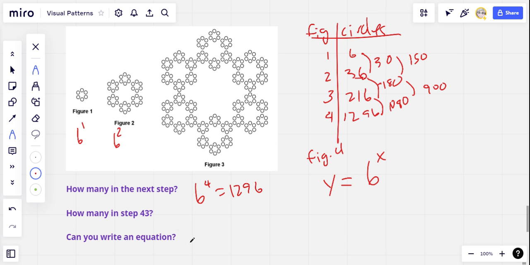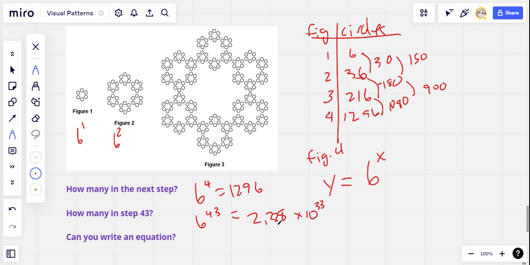How do you figure out how many in step 43? Well, you take 6 to the 43rd power, and you're definitely going to want a calculator for that. I'm getting 2.28, something like that, times 10 to the 33rd power. So a 2 and some decimals, and then times 10 with 33 zeros. That is a huge number. I don't even know what to call that. I don't know the name for 10 to the 33rd power. I bet there's something out there. You could look it up and let me know.